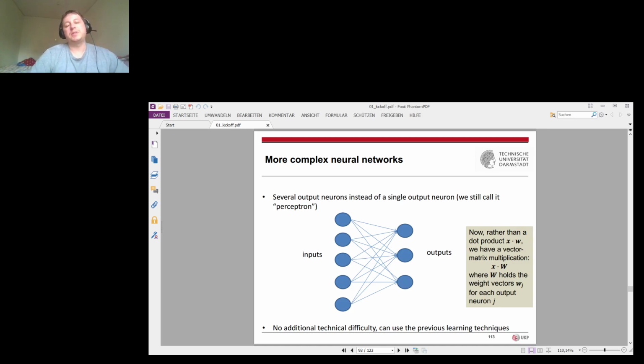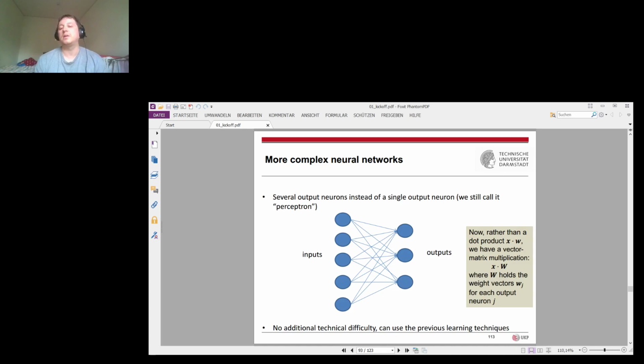So there's no additional technical difficulty from having an additional output unit. Basically, we can use our previous learning algorithm with some small modifications to also train such a model with multiple output units. What changes is a little bit of mathematics.